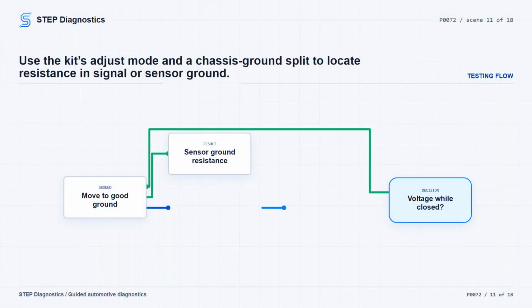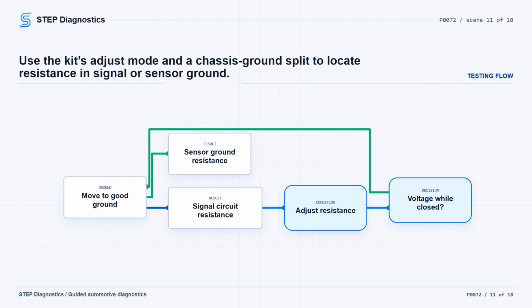With the same test kit, use the adjust position to vary resistance while monitoring controller signal voltage on the scan tool. If the signal is stuck high, or only the high side response shows up, the likely issue is an open or high resistance in the signal or sensor ground circuit. If the scan tool still shows voltage when the kit is switched closed, move the test lead from the sensor ground circuit to a known good chassis ground. If the voltage drops to 0 volts, the resistance is in the sensor ground circuit. If voltage is still present, the resistance is in the signal circuit.